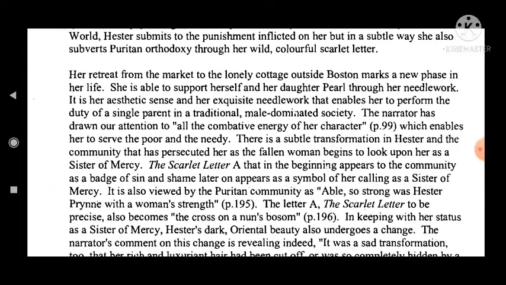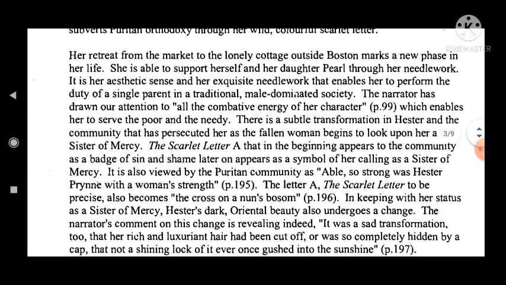Her retreat from the market to the lonely cottage outside Boston marks a new phase in her life. She is able to support herself and her daughter Pearl through her needlework.